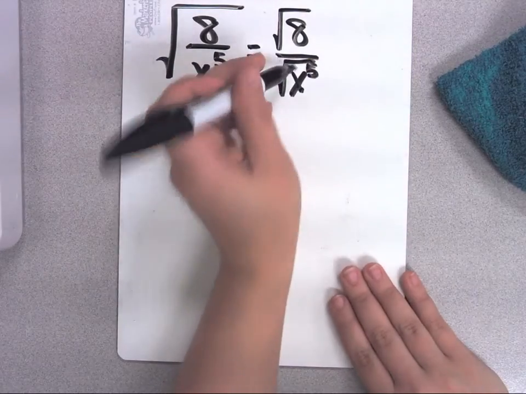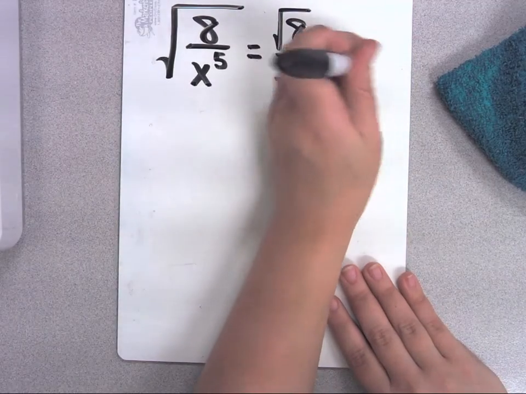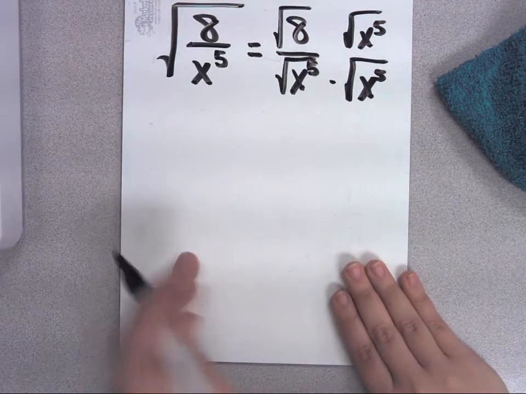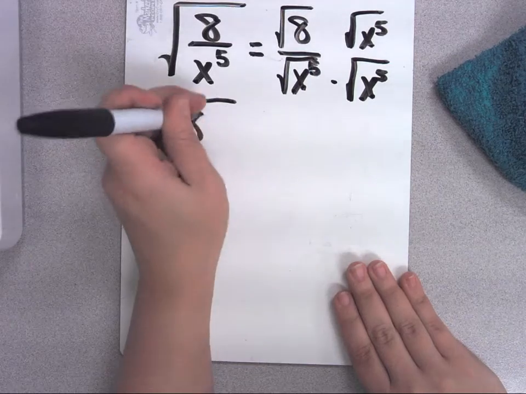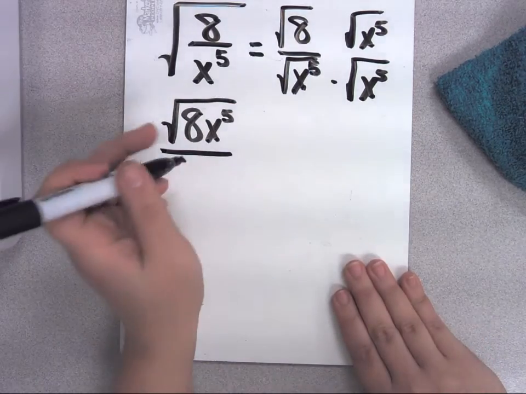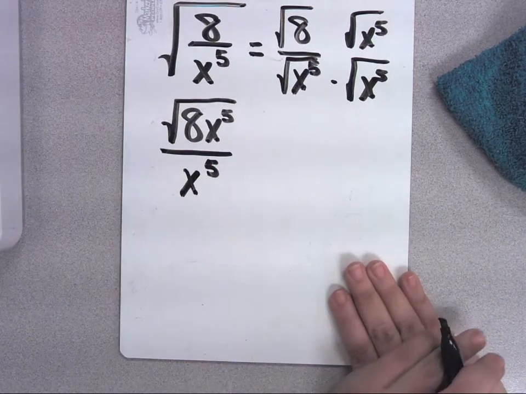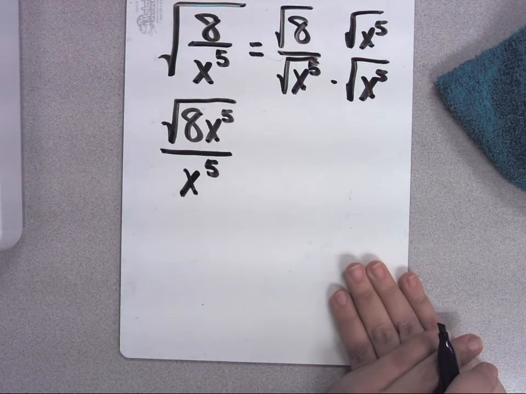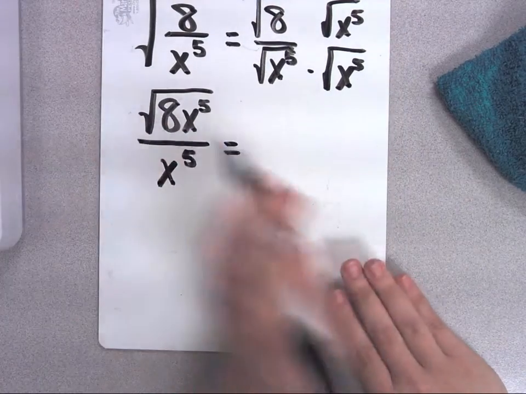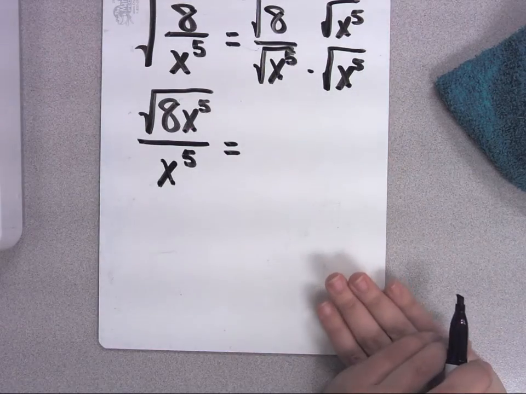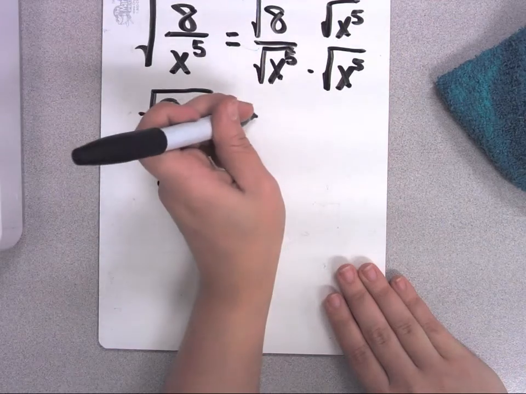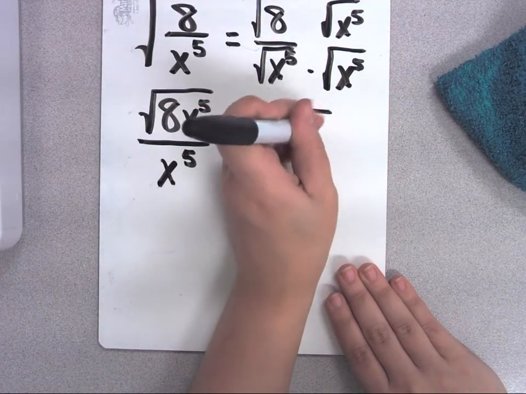So how do we get rid of a radical on the bottom? Multiply it by itself. So then on the top we have square root of 8x to the 5th now, all over x to the 5th. Bottom's good for us. Can we break down the number 8? Is it a square times something? 4 times 2. So the square root of 4 is 2. Still have a square root of 2 left over.